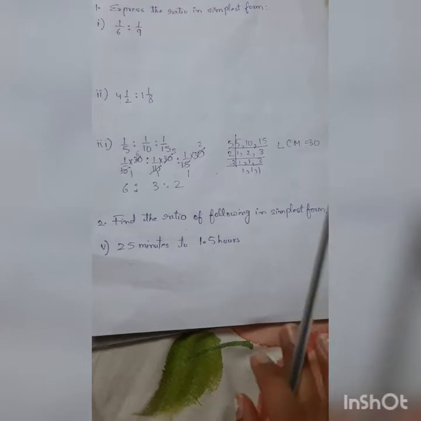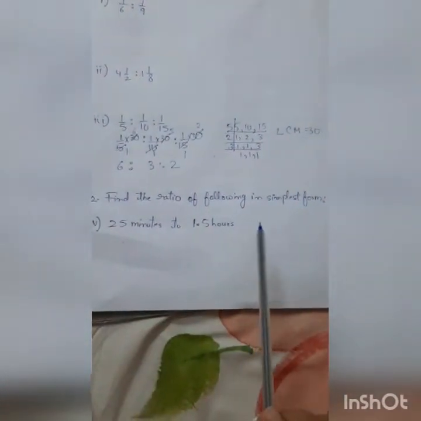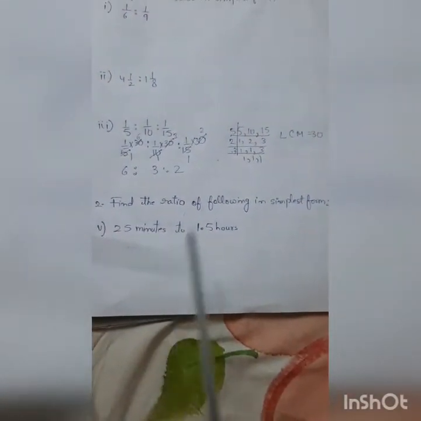Now question number 2, students, the 1st to 4th parts you will do yourself first, and then the 5th part and 6th part I am solving for you so that you understand. Find the ratio of the following in simplest form. This is in minutes, this is in hours.